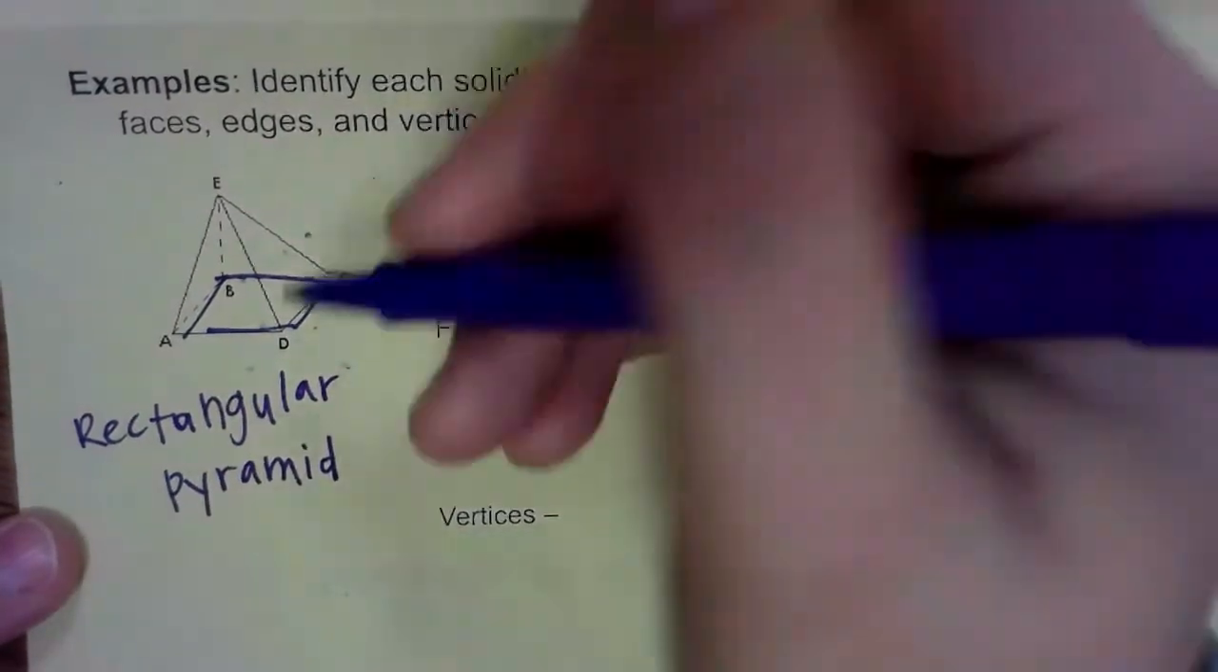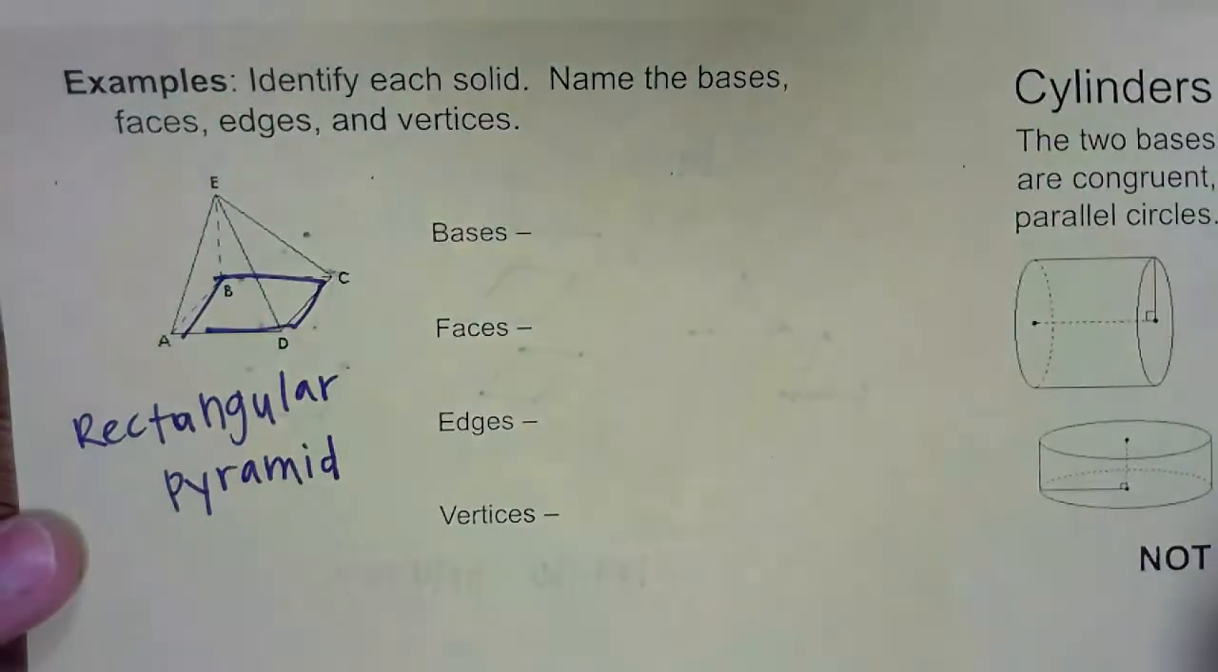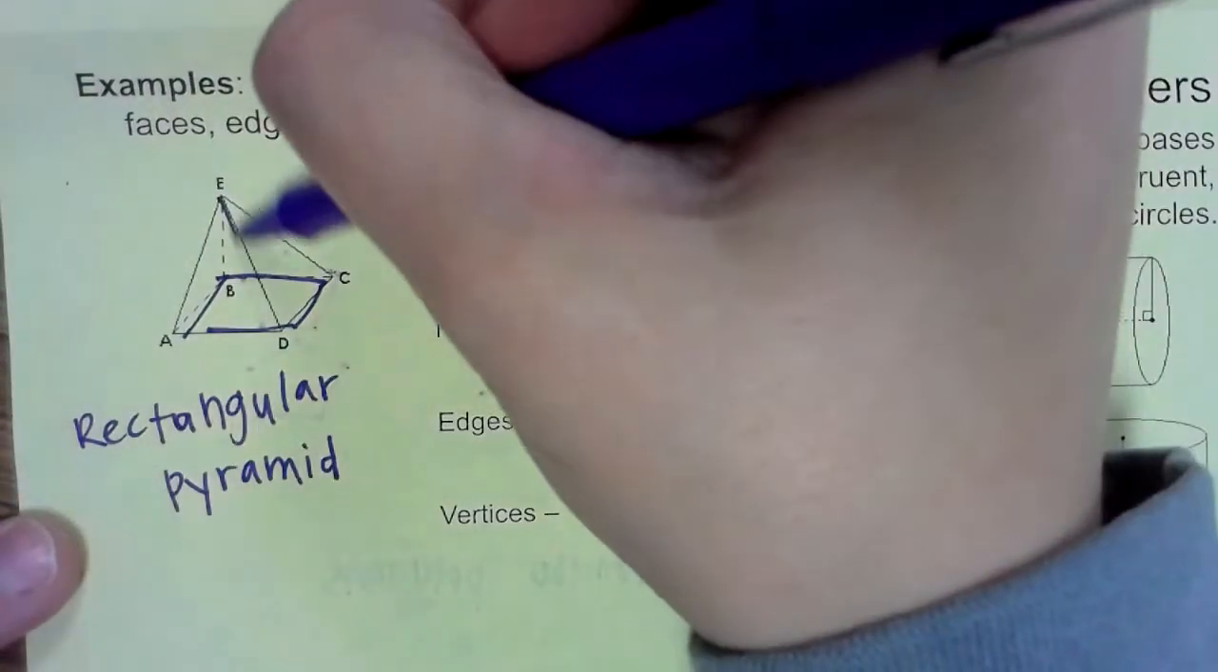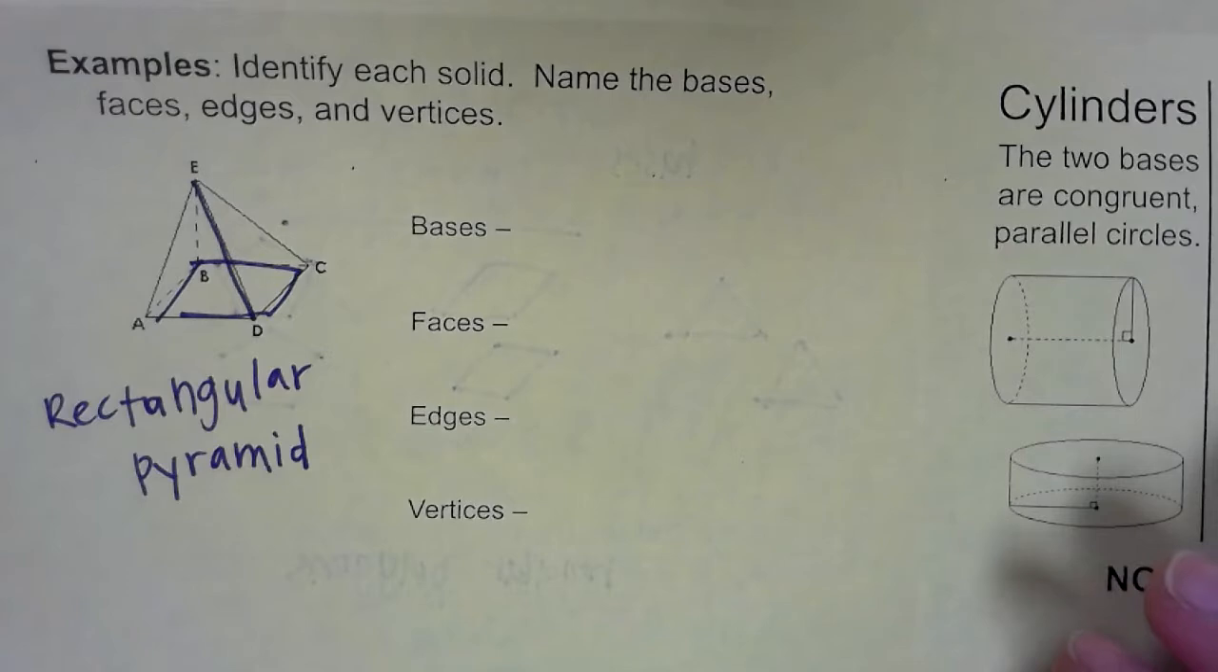Okay, so the base of the rectangular pyramid, of course, is that rectangle down there. Your faces are the 4 triangles. Your edges are all the line segments, and then your vertices are all those points.